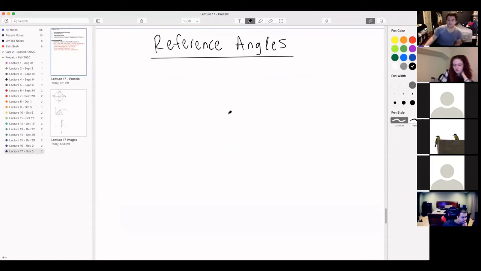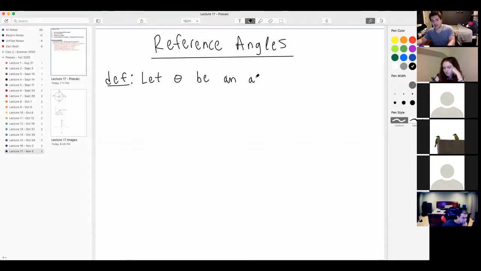Okay, so I'm going to define what a reference angle is. All right, so here comes the definition. Okay, here we go. So firstly, let theta be an angle in standard position. Okay, so that's just an angle in the XY plane with its vertex at the origin.